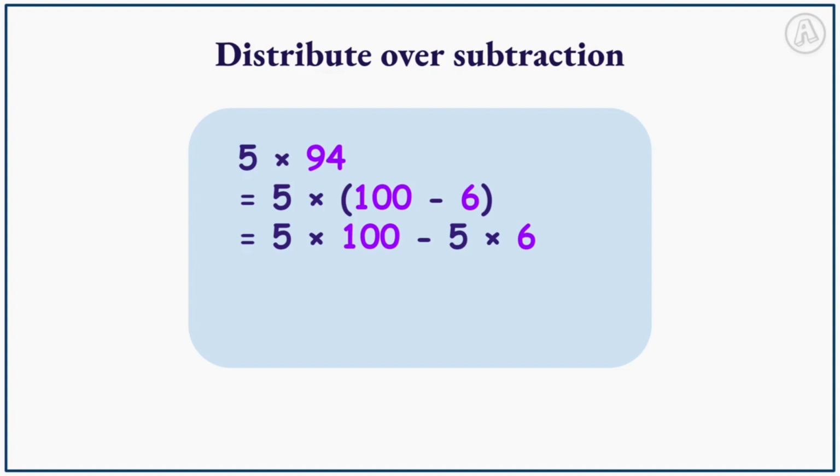So 5 times 100 equals 500 and 5 times 6 equals 30. Remember, we do the multiplication first. 500 minus 30 equals 470.